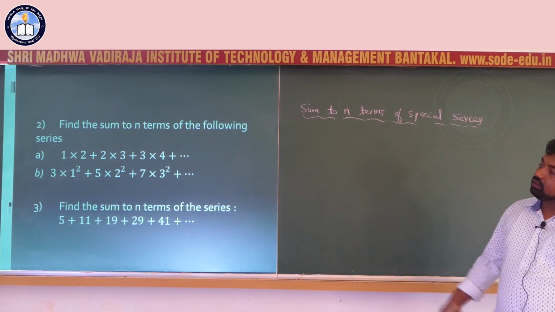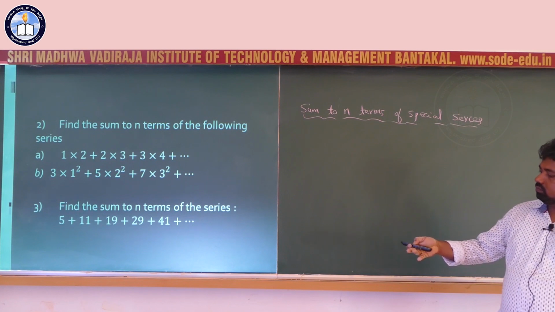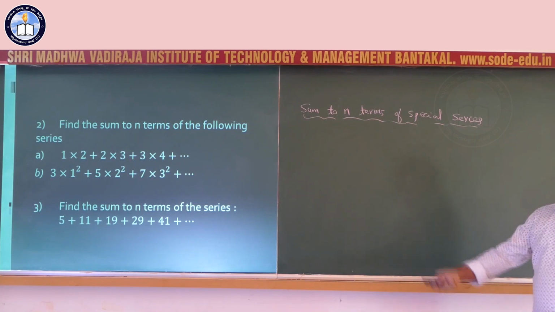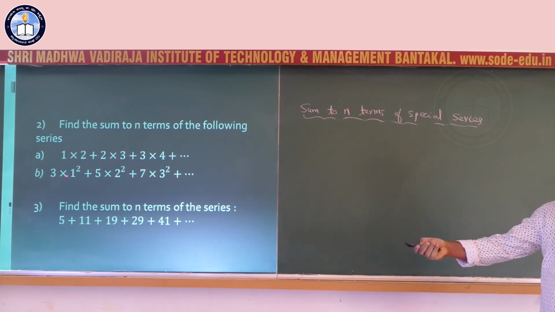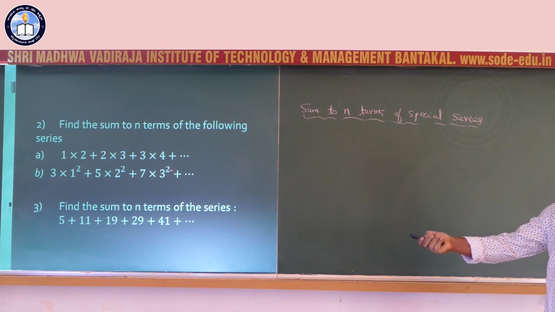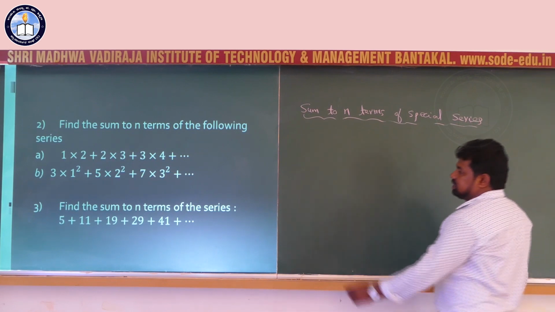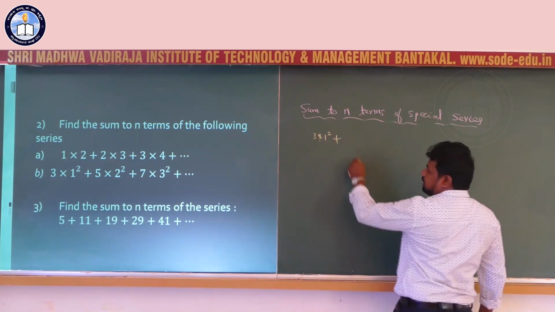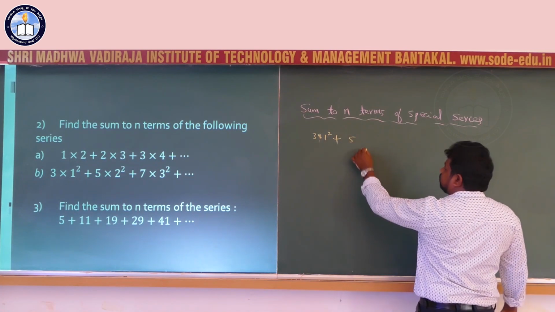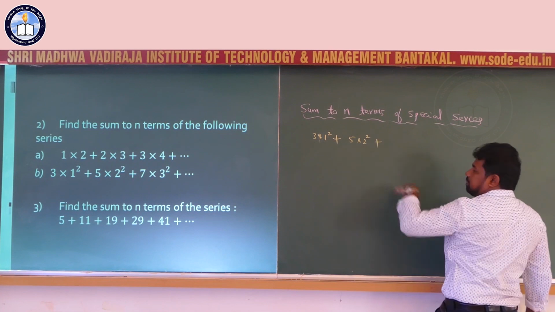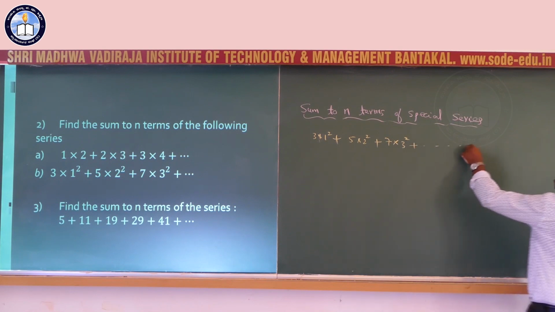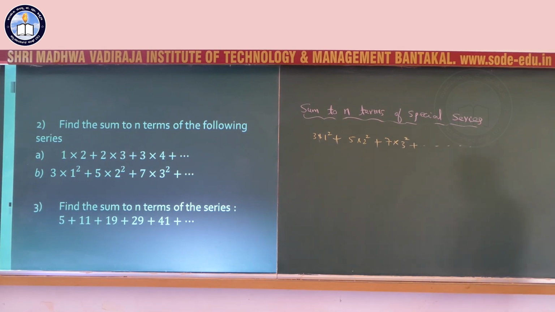Next, second one. B, given series is 3 into 1 square plus 5 into 2 square plus 7 into 3 square plus dot dot dot. That is the given series.